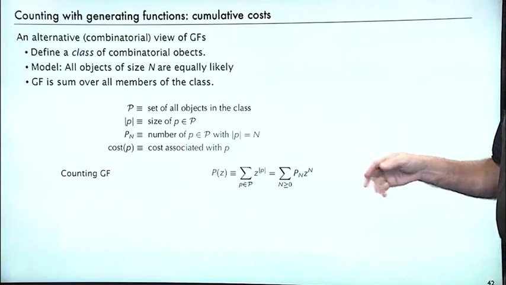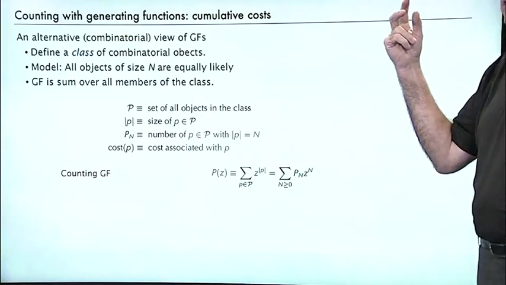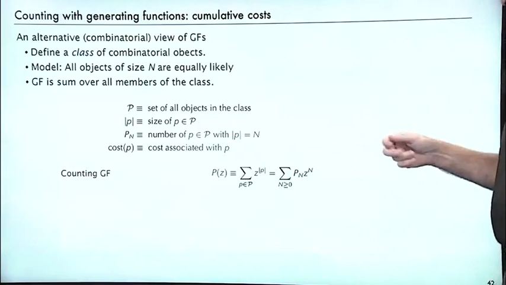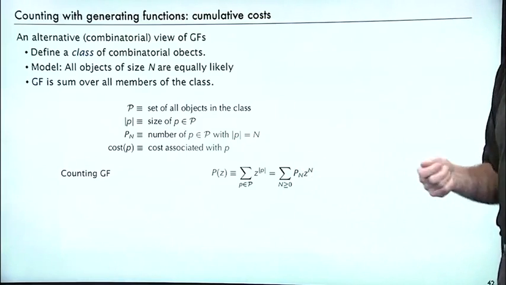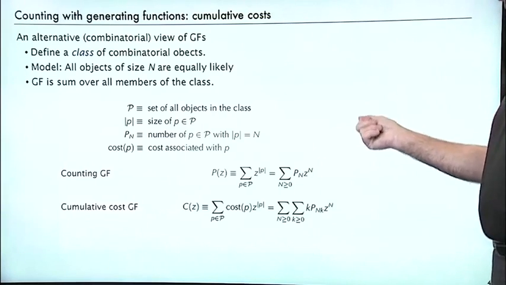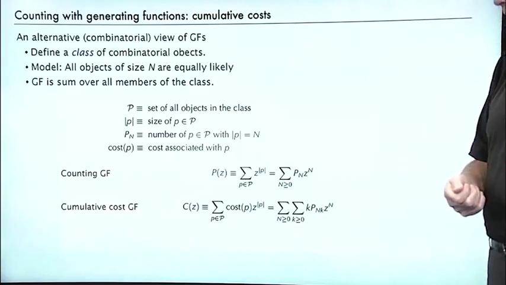If we sum over all objects in the class, z to their size, then just algebra collects their terms to get the coefficient of z to the n as the number of objects of size n. But we can have a similar generating function to compute the accumulated cost.